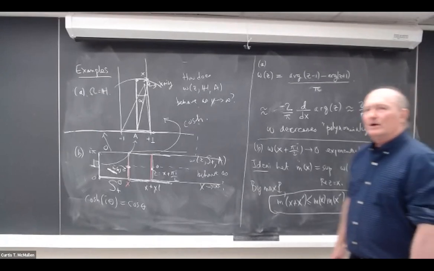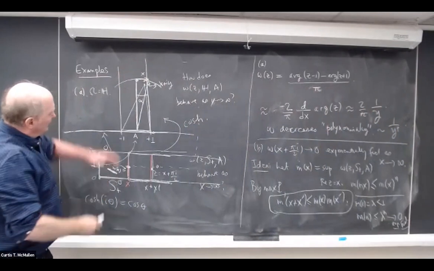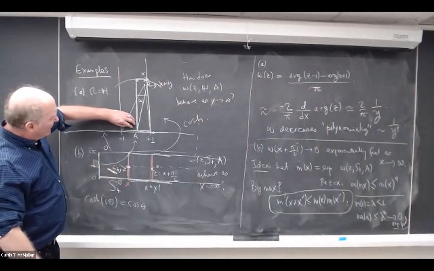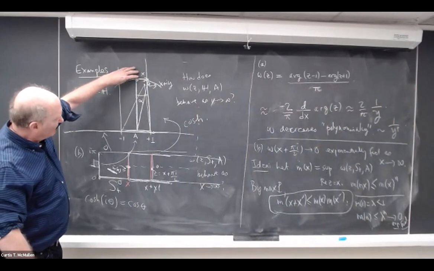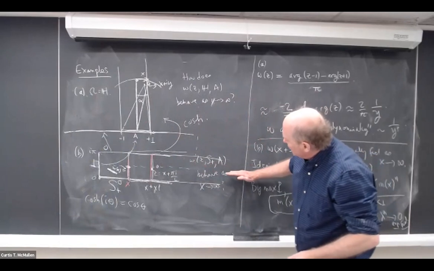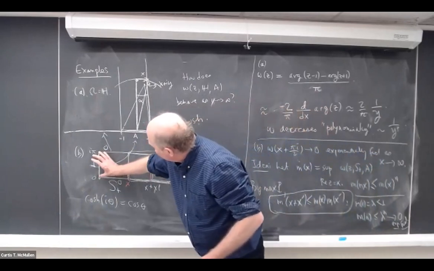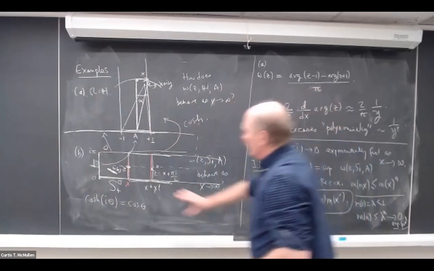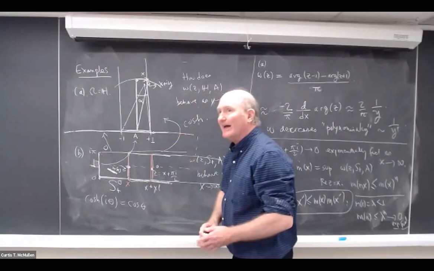Okay, so when you're floating around in the upper half plane at distance d from A, the visual angle of A looks roughly like 1 over d. But when you're confined to this strip, it's very hard to see all the way to the end, and the visual angle of this interval at the end goes to 0 exponentially fast.